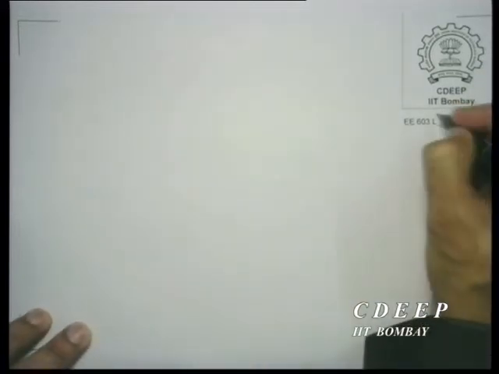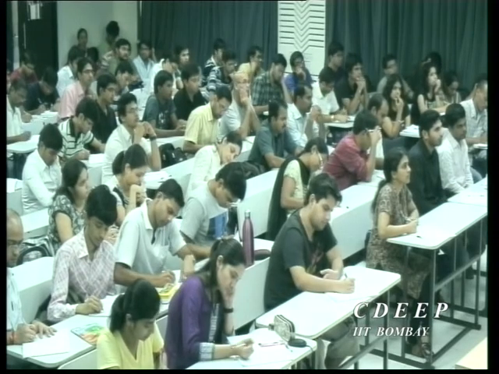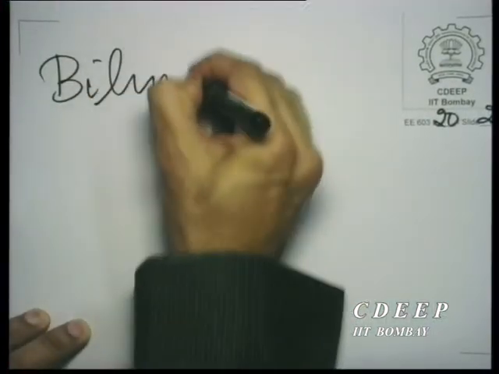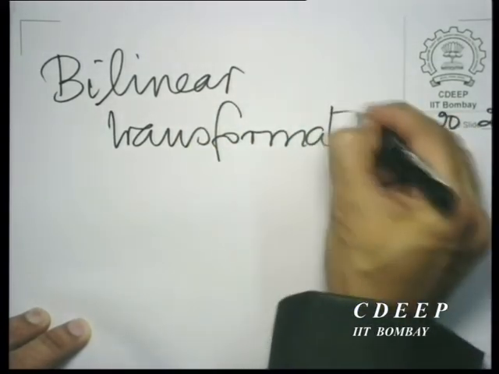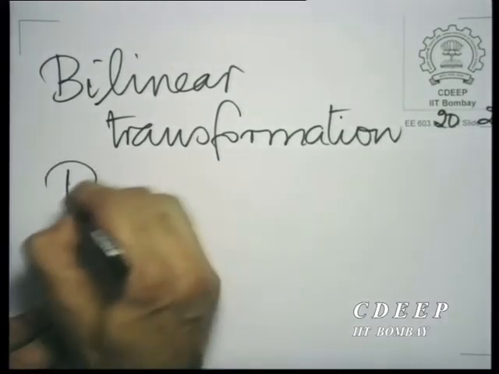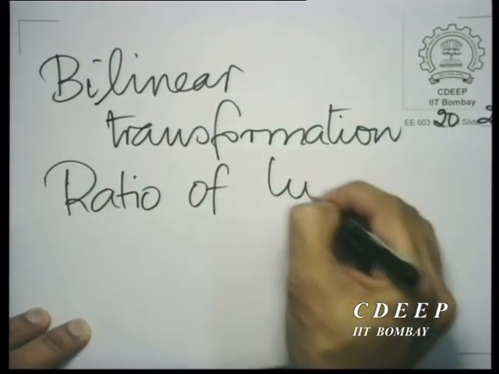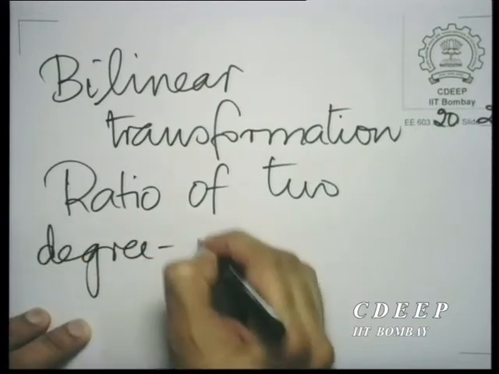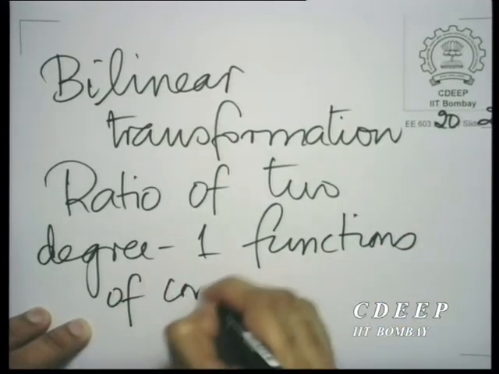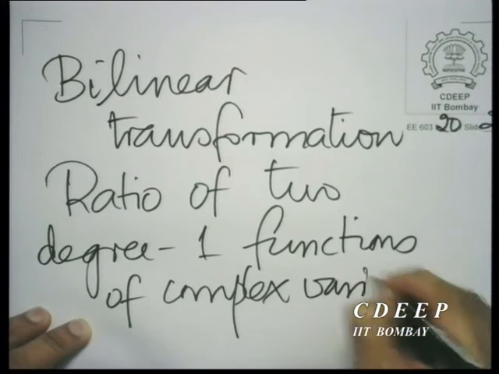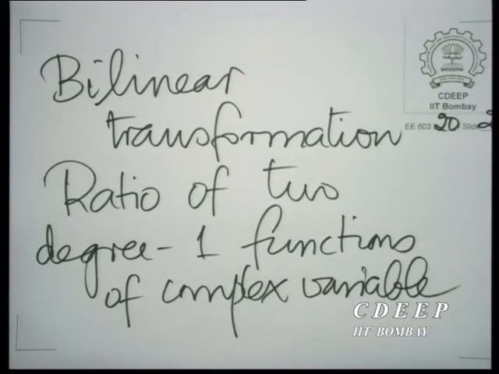We have got what we wanted, we are happy, we have got a rational function, the rational function does all that we want it to. Now, this transformation which we have now so satisfactorily constructed is called a bilinear transformation. It is called bilinear because it is a ratio of 2 degree 1 functions of the complex variable. This is an example of a bilinear transformation.